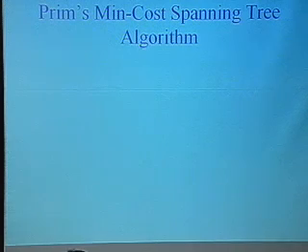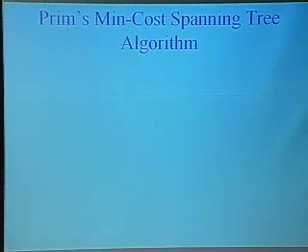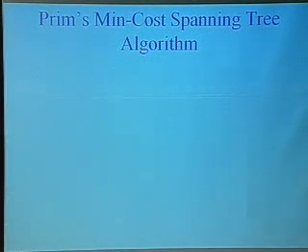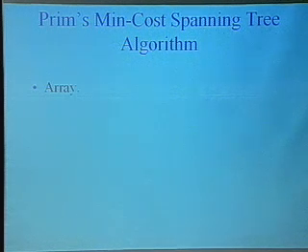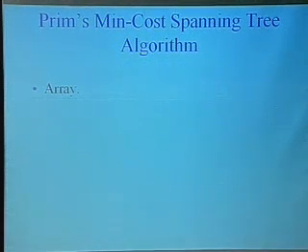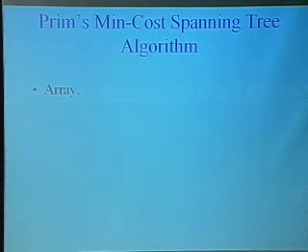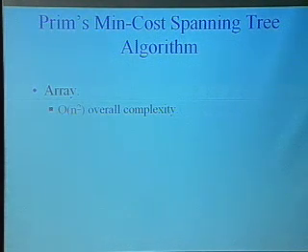This is Prim's minimum cost spanning tree algorithm. Again, something you should have seen in an undergraduate data structures class. And the same is there. You can implement this algorithm using an array, and the complexity will turn out to be n square. Again, it's a greedy algorithm. It's the same kind of thing. On each round, you select the next vertex to include using a greedy strategy.